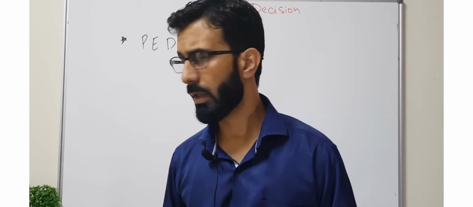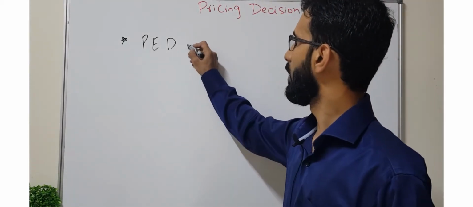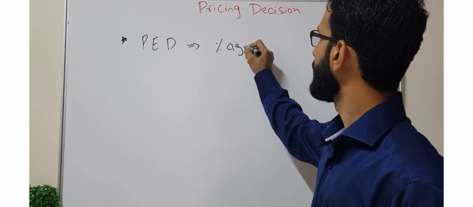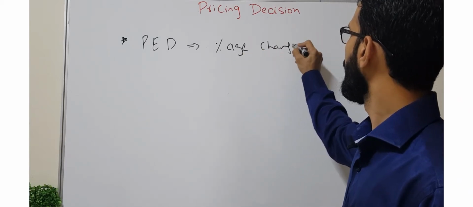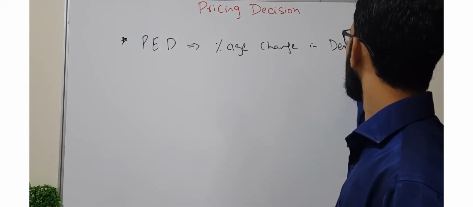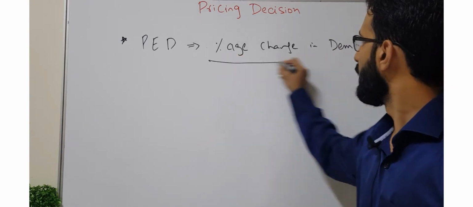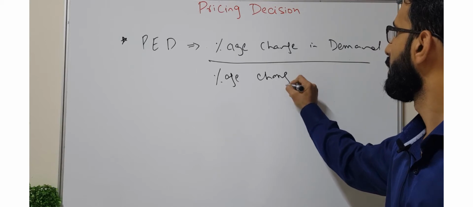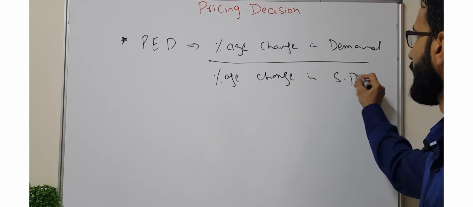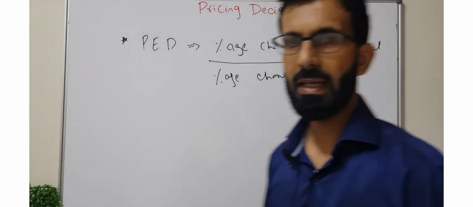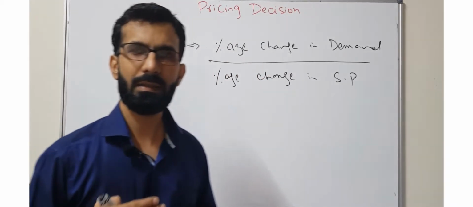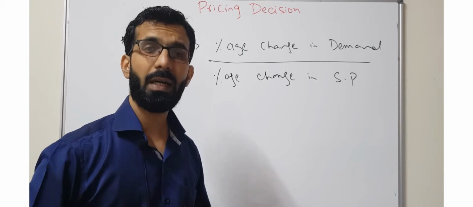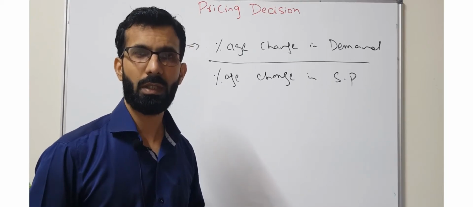Price elasticity of demand basically helps us identify the sensitivity of demand to changes in selling price. If you look at the formula for price elasticity of demand, it is percentage change in demand divided by percentage change in selling price. Now, whenever we increase the selling price, the demand is expected to go down, but by what proportion? This is what we want to determine.